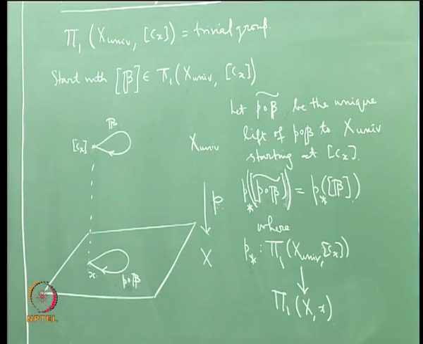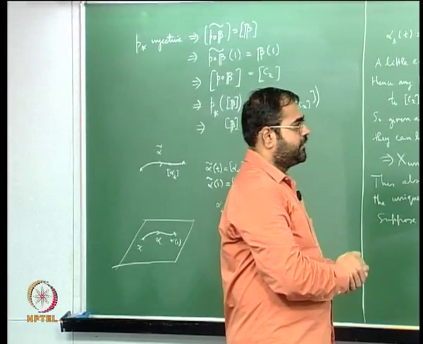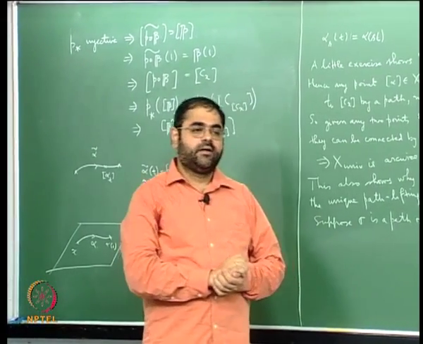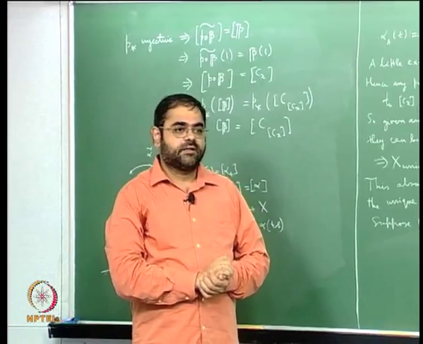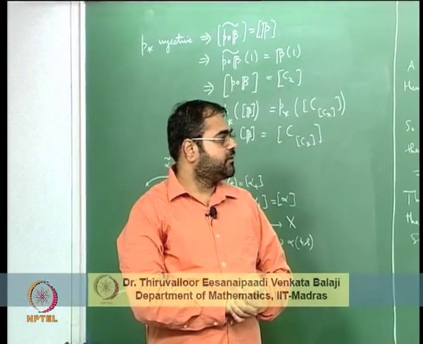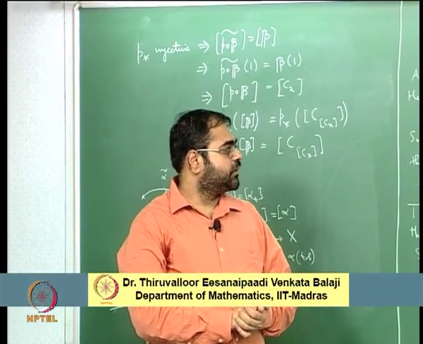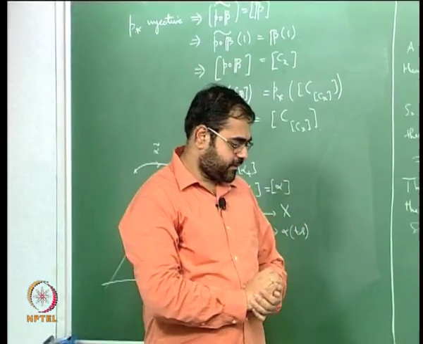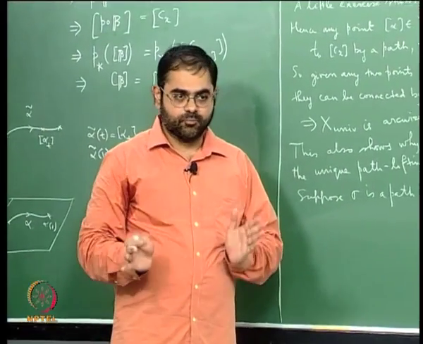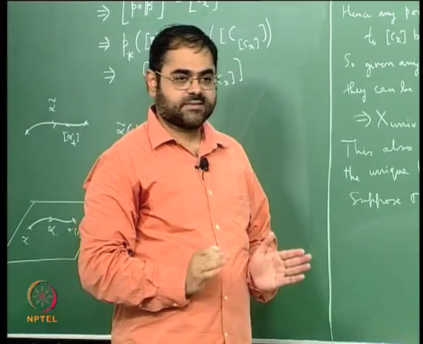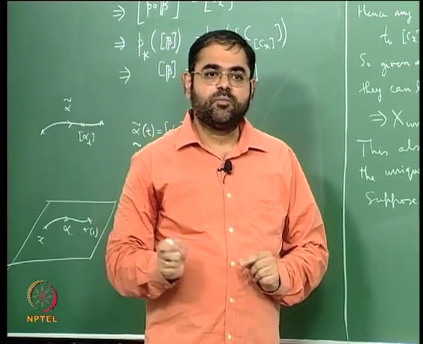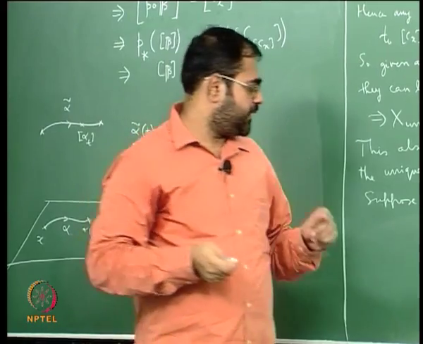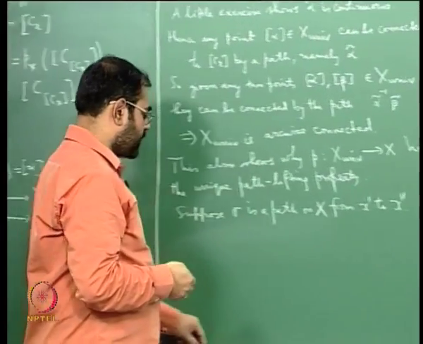So that finishes the construction of the universal covering space. What one needs to know next is the following. One needs to understand why the fundamental group of X can be identified as a subgroup of automorphisms of X univ. So this will involve some work.